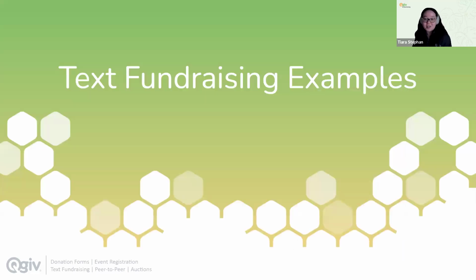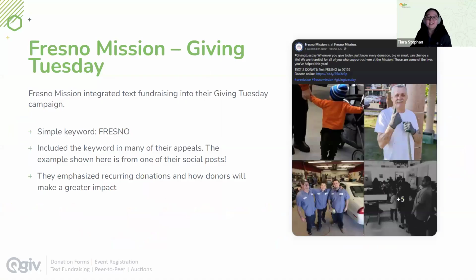Now let's get into some text fundraising examples. Our friends at Fresno Rescue Mission are a great example of some successful text fundraising usage. Their keyword is simple, relevant, and easy to remember. It's just Fresno. This is the same keyword they use for year-round giving, but during Giving Tuesday, they made it extra visible by posting it on social media, in addition to adding impact images to drive donations. They used great photos of real people helping their organization in their community and included an appeal and links to their donation form for this Giving Tuesday example.